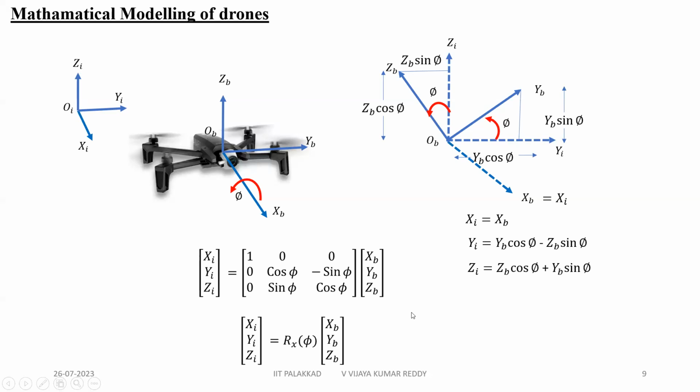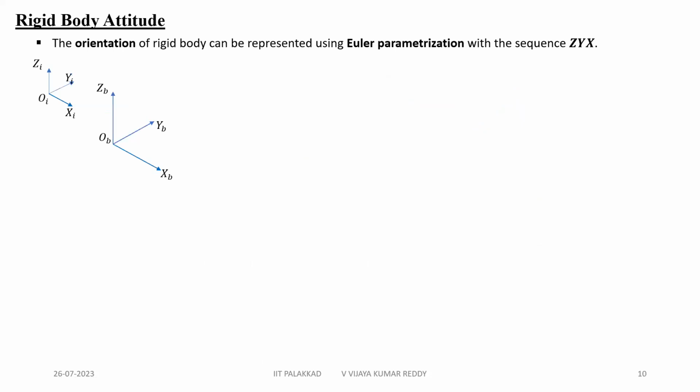Okay. But our practical drones are not only in one direction. They have complicated, complex orientation. So in that case, how are we able to get the orientation of a drone? For that, we use the Euler parameterization, where Euler suggests taking rotations in a sequence, a Z, Y, X sequence. That means rotate coordinates first with respect to Z, then rotate coordinates with respect to Y, and further rotate coordinates with respect to X.